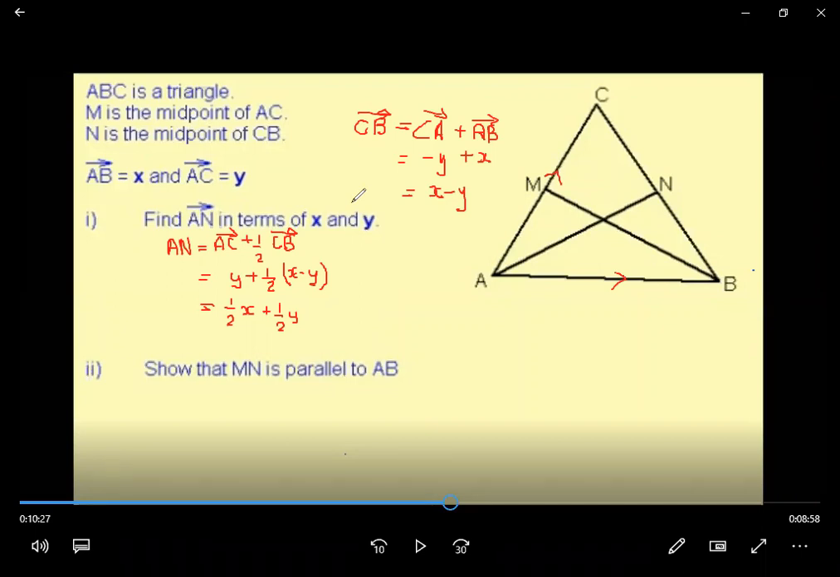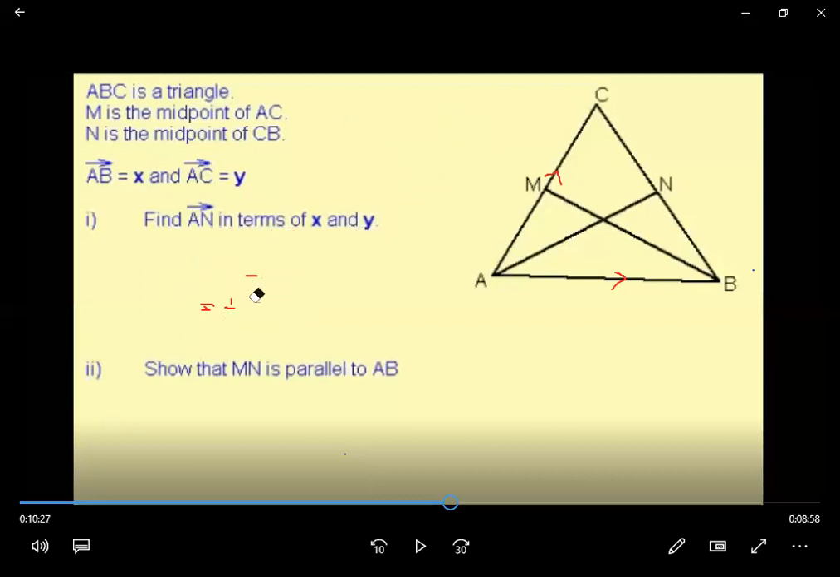Getting 1.5 Y plus X. Let's see. I could be incorrect. So let's see if I am correct or Shanice is correct.